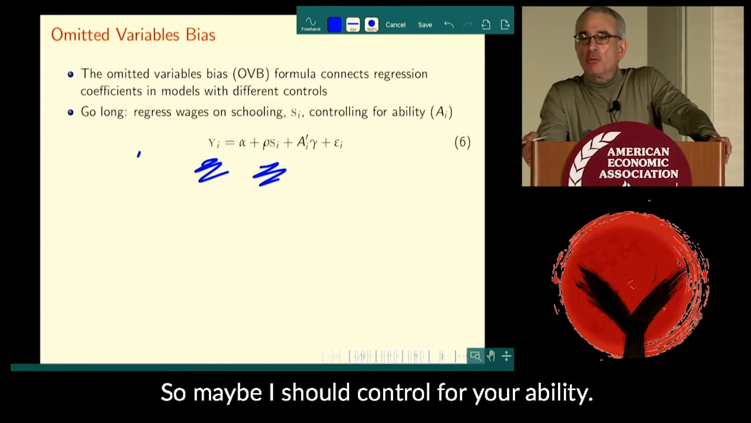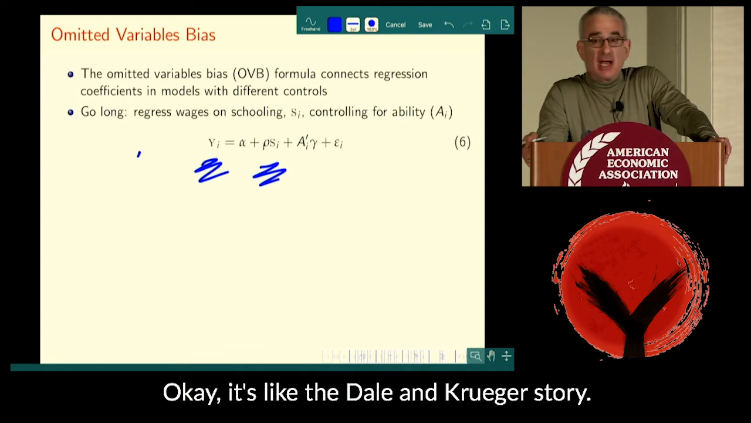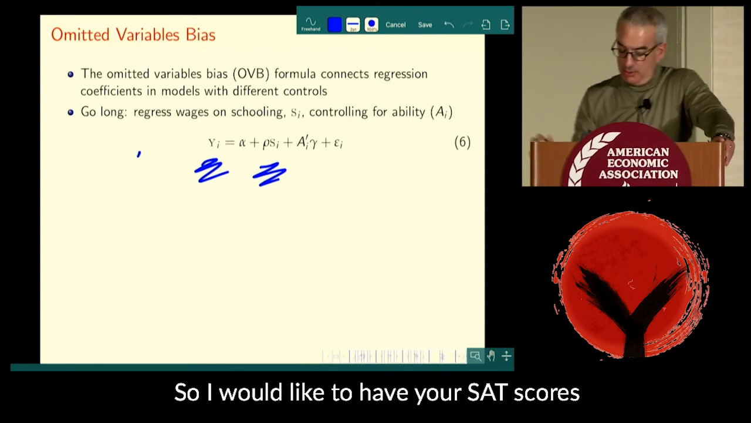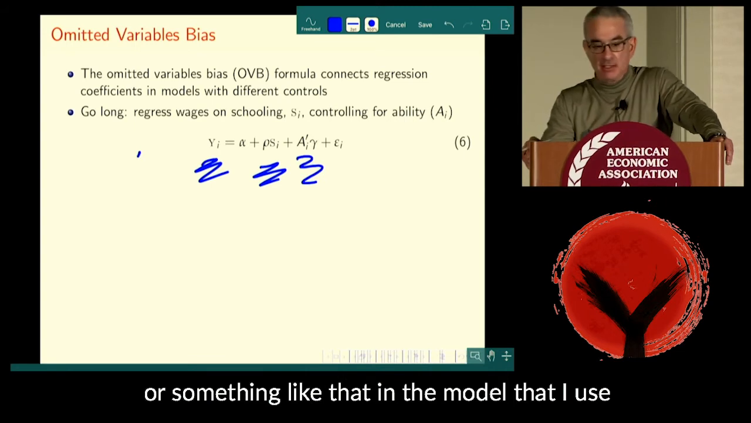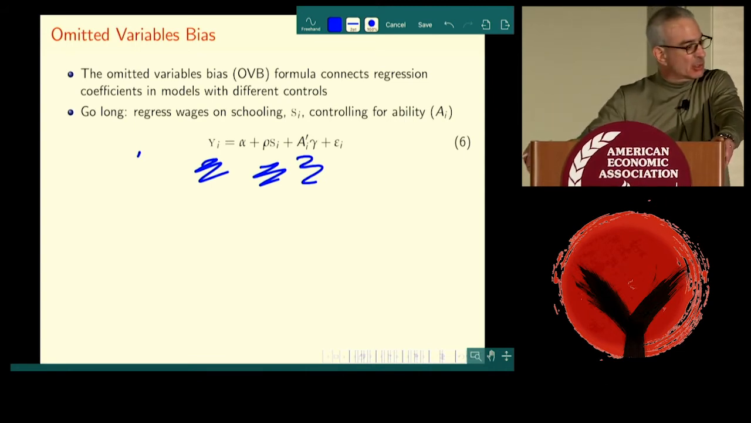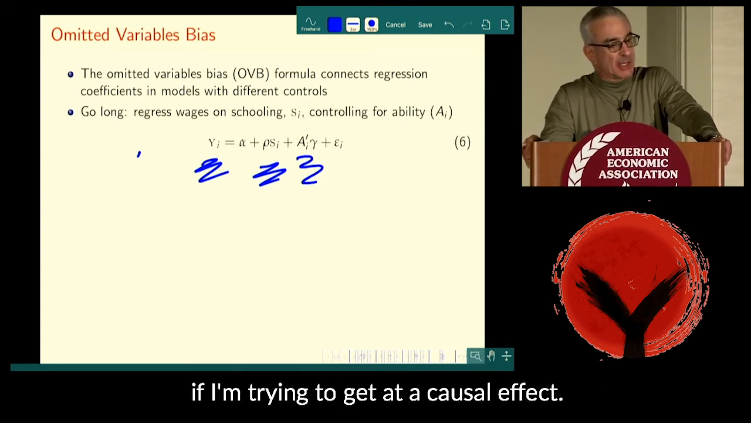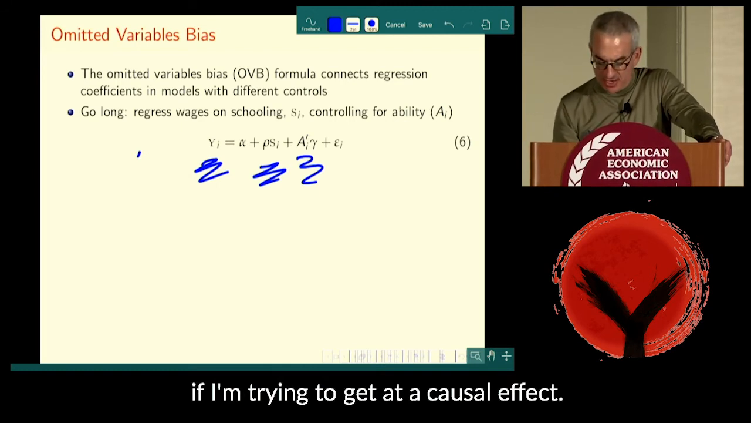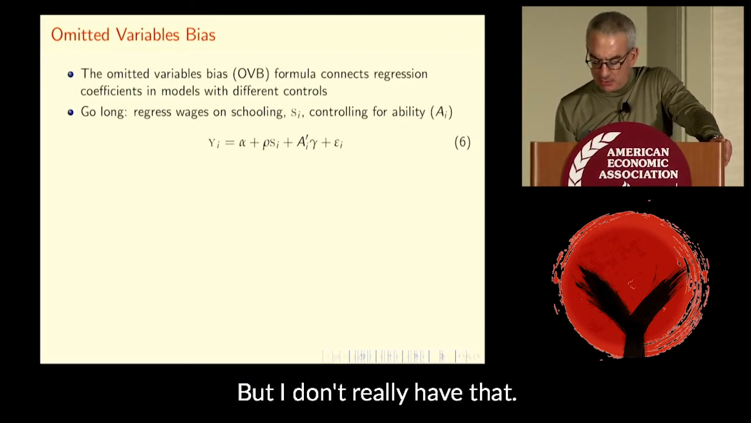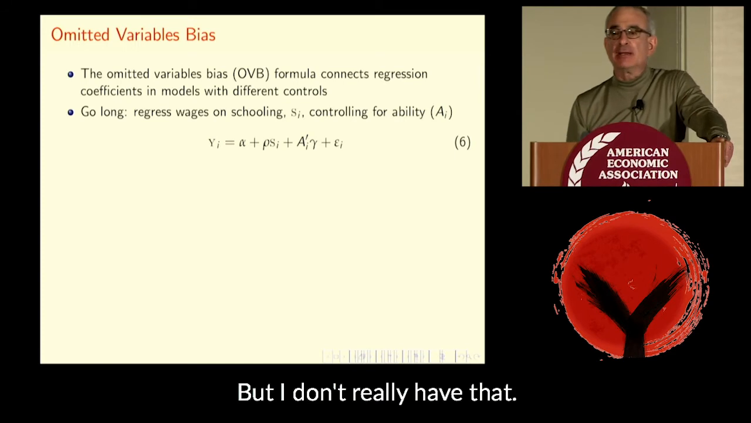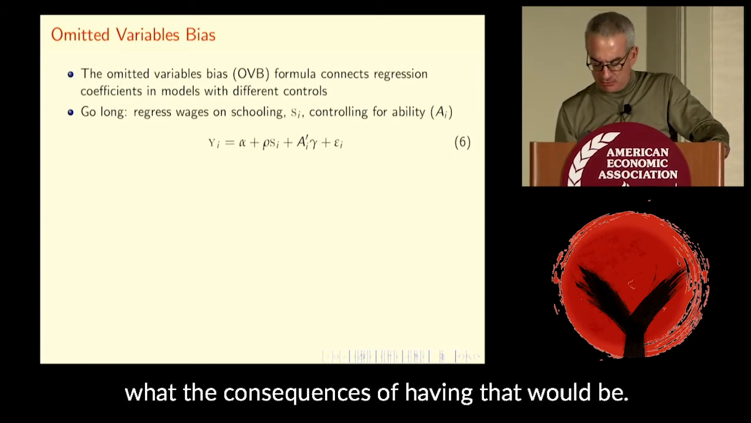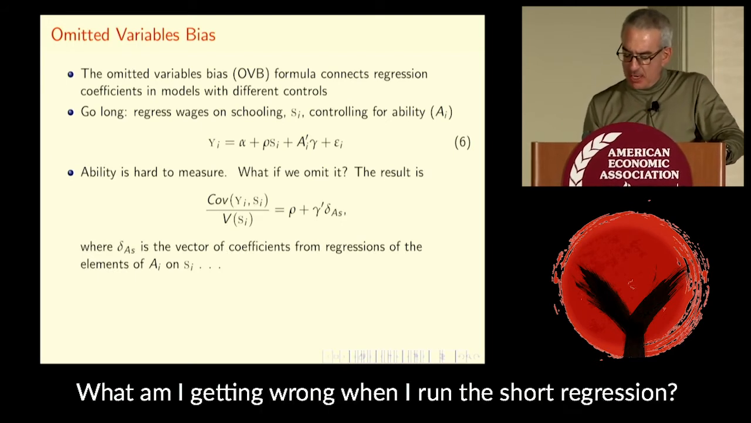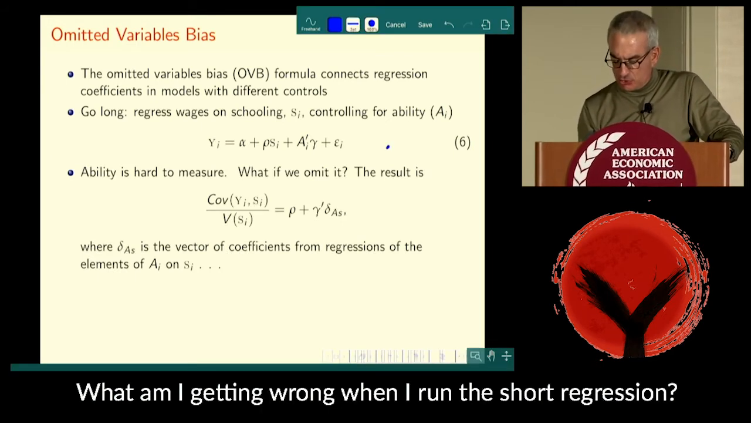So maybe I should control for your ability. It's kind of like the Dale and Krueger story. I would like to have your SAT scores or something like that in the model that I use to measure the economic returns to schooling if I'm trying to get at a causal effect. But I don't really have that. I wish I had that, and I can think about what the consequences of having that would be. What am I getting wrong when I run the short regression?